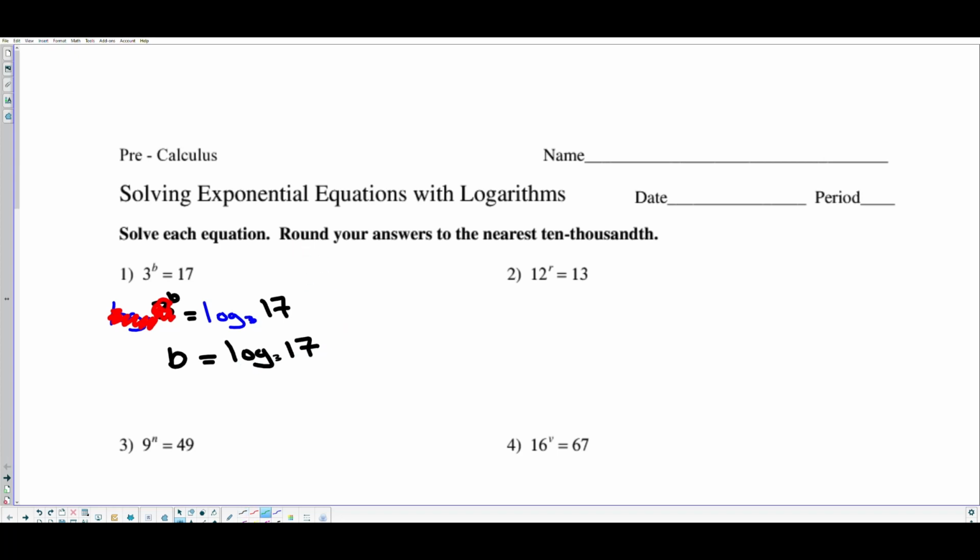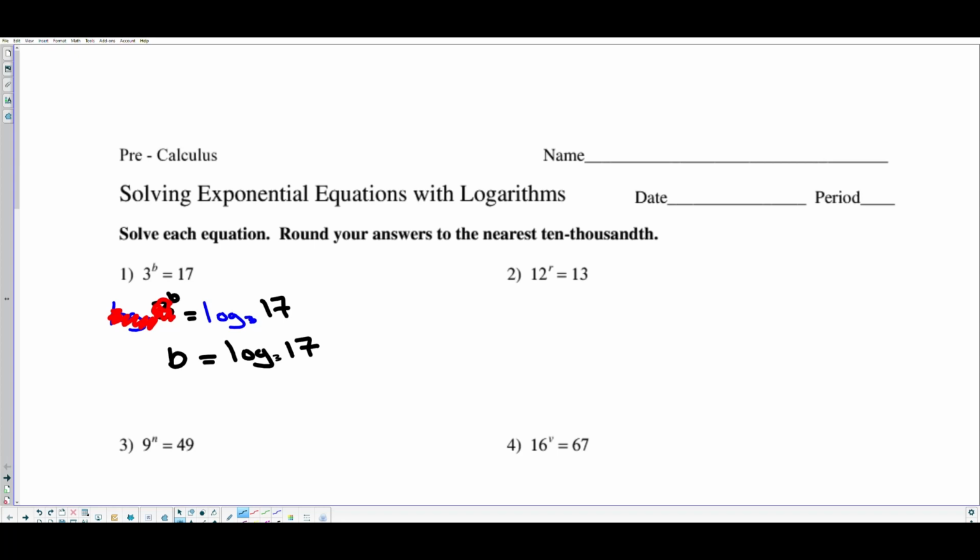The direction does say round your answer to the nearest 10,000th. 10,000th is a decimal. So first place is the tens, second place is the hundreds, third place is the thousands, and the fourth decimal place is the 10,000ths. So we will need to round each of these answers to the 10,000th decimal place, or the fourth decimal place.